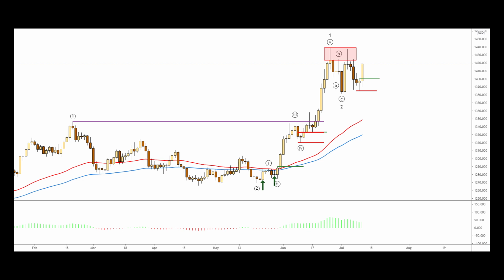Why did I open the third cluster? Well, there are three reasons. The wave 2 pullback has ended after an ABC correction. That's the first one. The second one, the move higher on a massive bullish candle with a doji top marked a smaller degree wave 1, and another pullback marked the low of wave 2. And the third and most important reason is confirming a new move higher with the C39 signal.